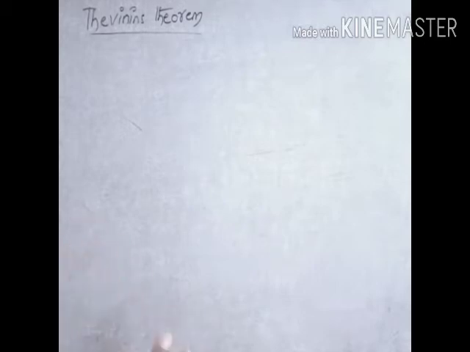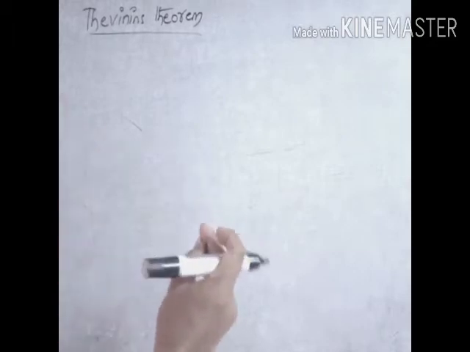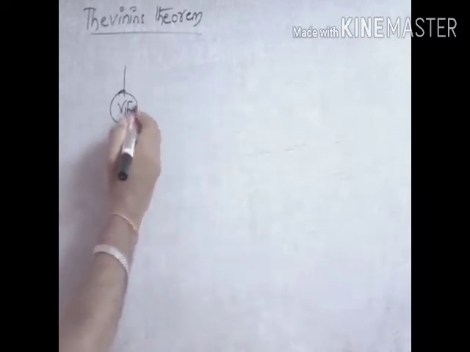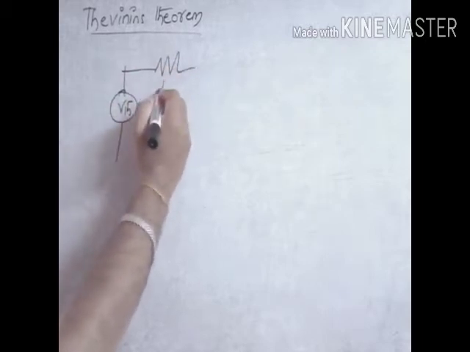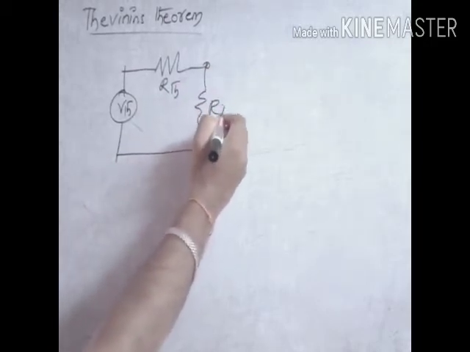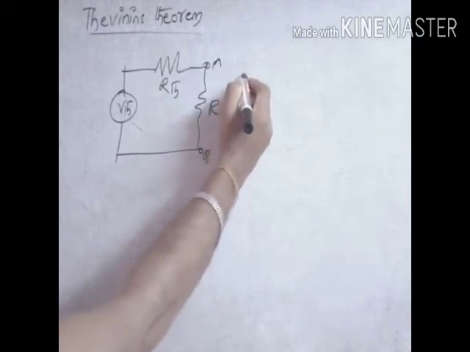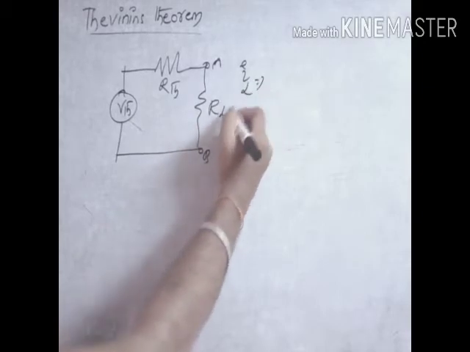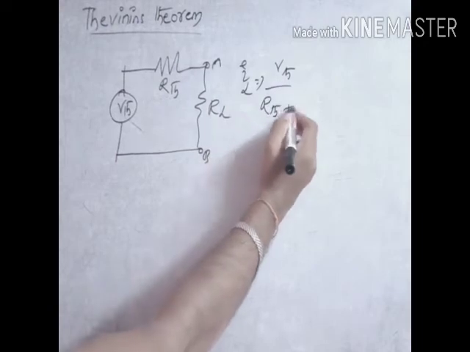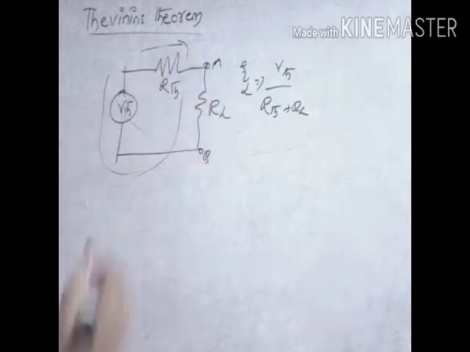This theorem states that any complicated electrical circuit or network can be replaced by a simple voltage source V Thevenin in series with a resistance R Thevenin, keeping the load resistance the same across AB terminals. So it is very easy to calculate the value of load current through a load resistance: IL equals V Thevenin divided by R Thevenin plus RL. That means the complicated circuit is replaced by this combination of V Thevenin and R Thevenin.